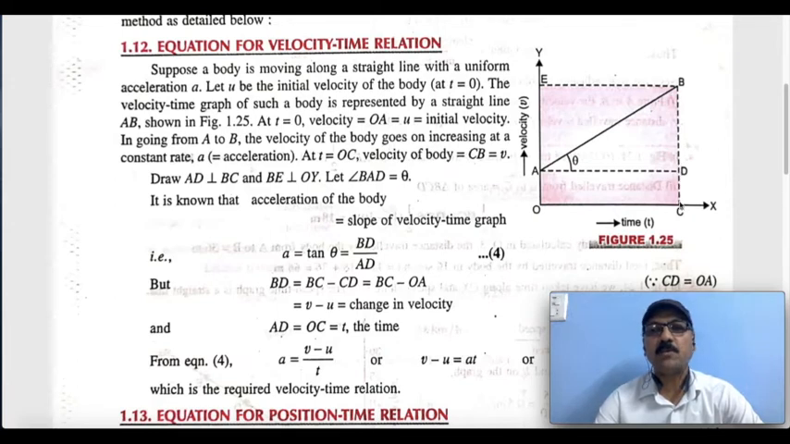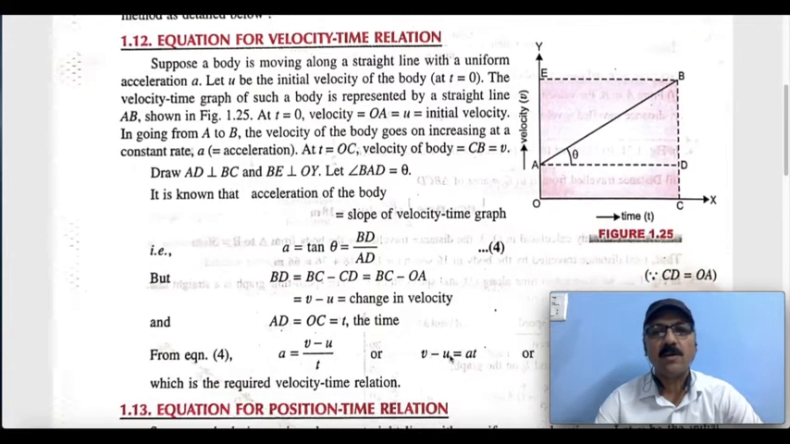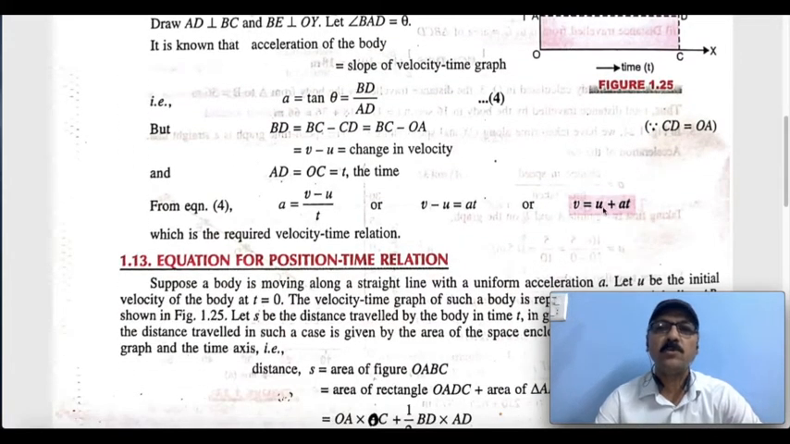CD is equal to u, and BC equals v. CD is also denoted by OA, so OA equals CD. So BD equals BC minus CD, which is BC minus OA, and BC is the final velocity v, and OA is equal to u. So v minus u is the change in velocity, and AD equals OC equals time t. So acceleration equals change in velocity upon time, and by cross multiplication we get v minus u equals at, or v equals u plus at.